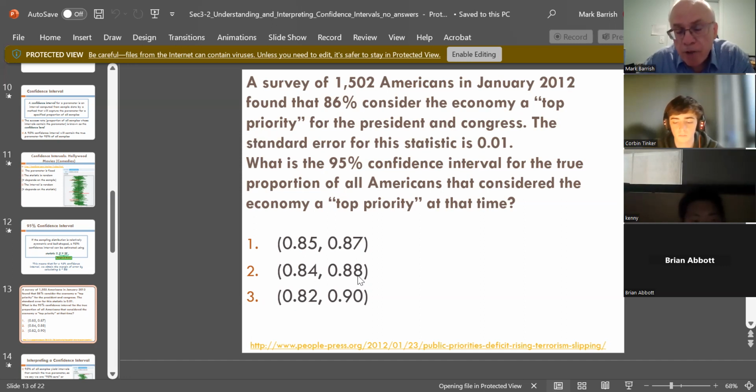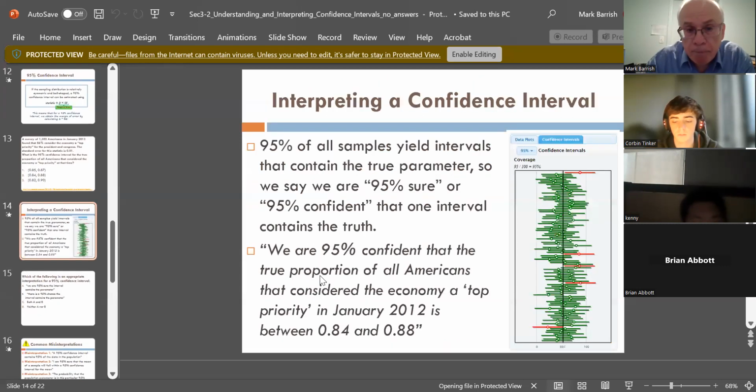We're saying we're 95% sure that this particular interval contains the true population parameter. That means the true percentage of people who believe that the top priority for the president and Congress is the economy. So we're 95% sure that this particular interval contains that true population parameter. All right, that's what we're saying.